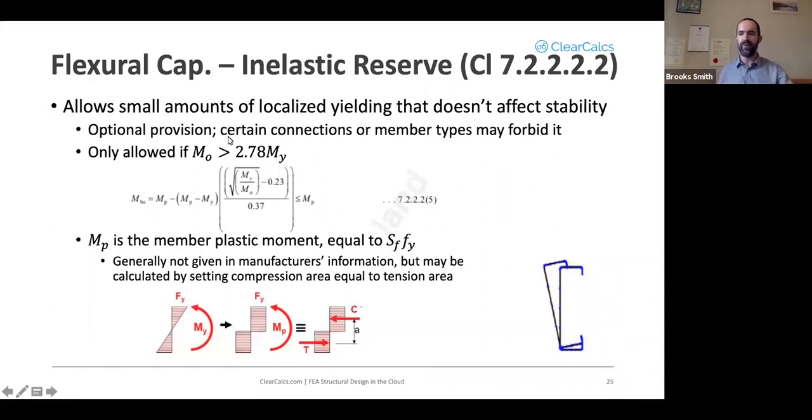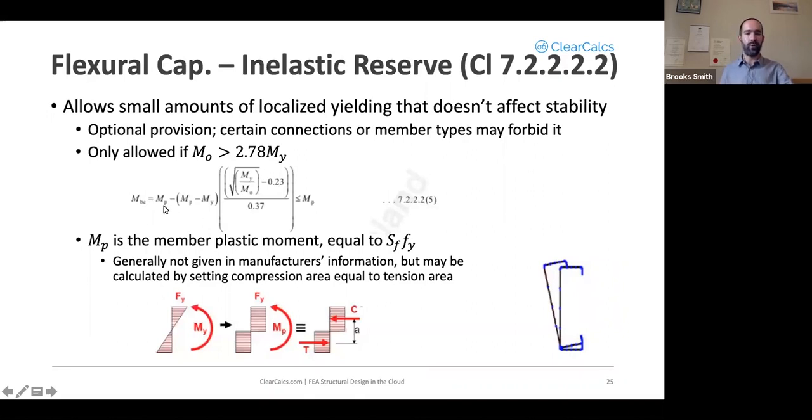There are certain types of connections, especially welds, that may forbid you from taking into account inelastic reserve. Obviously, a weld doesn't work very well if the steel underneath that weld starts yielding. So there are certain circumstances where you are not allowed to take this into account, but usually you can. Inelastic reserve can also only be taken into account if your M0 value is greater than 2.78 My. If that's the case, then you can use the equation shown here.